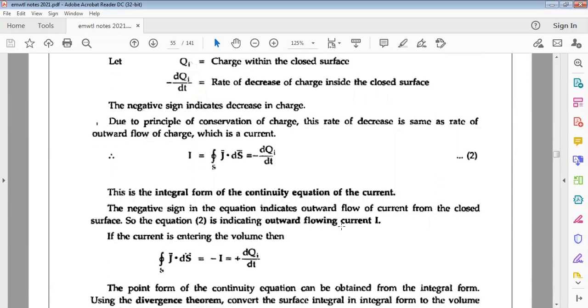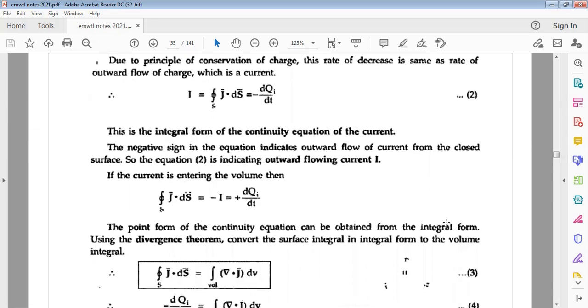This is the integral form of the continuity equation of the current. The negative sign in the equation indicates the outward flow of current from the closed surface because of the decrease inside, and it balances the outside. So that is the negative sign we are indicating. If the current enters the volume, then, modifying the equation, the integral of J bar dot ds bar is minus I, equal to dq by dt.